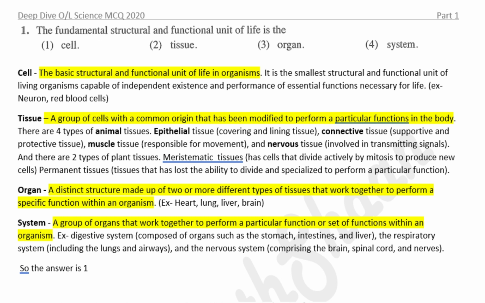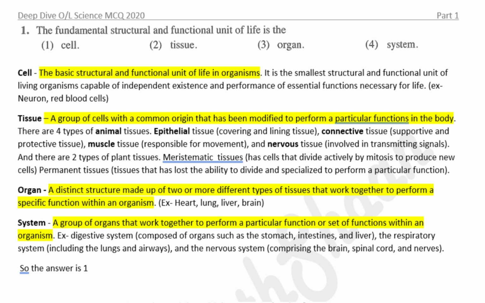Example, we have digestive system, which is composed of organs such as the stomach, intestines, and liver. Then the respiratory system, which includes lungs, the trachea, airways, all those things. And the nervous system, which comprises the brain, the spinal cord, different types of nerves.